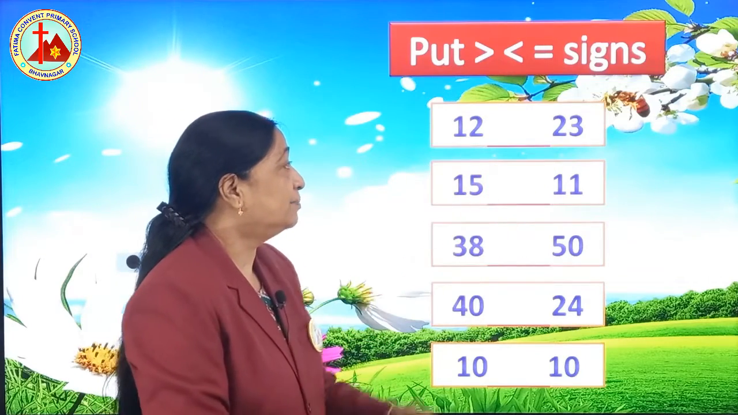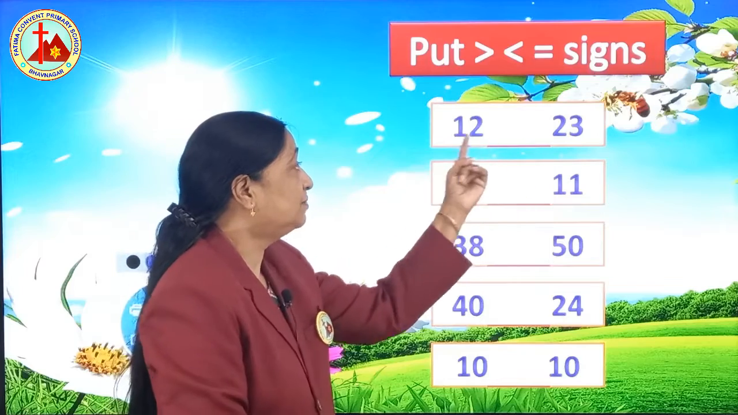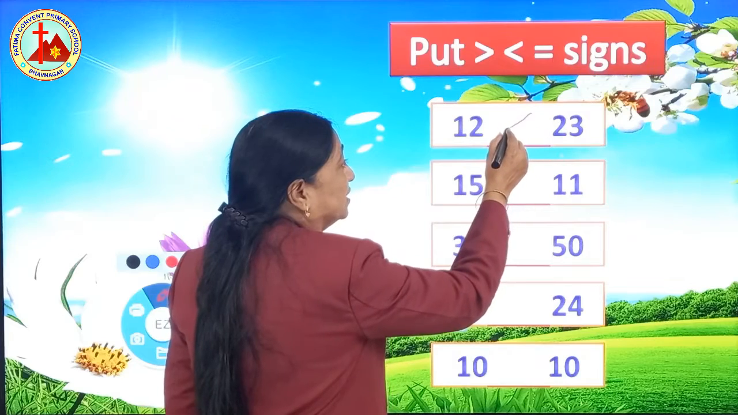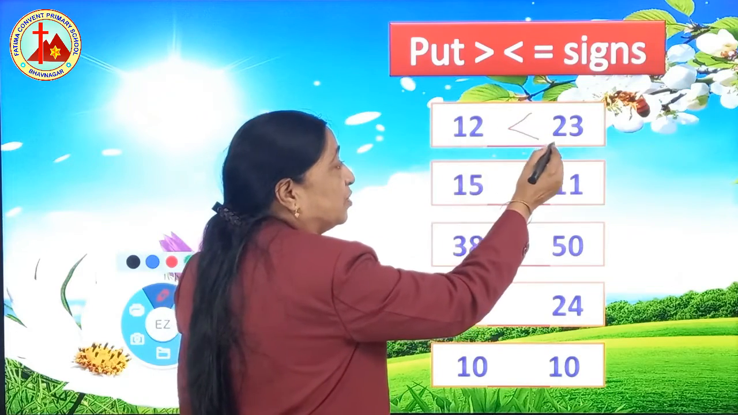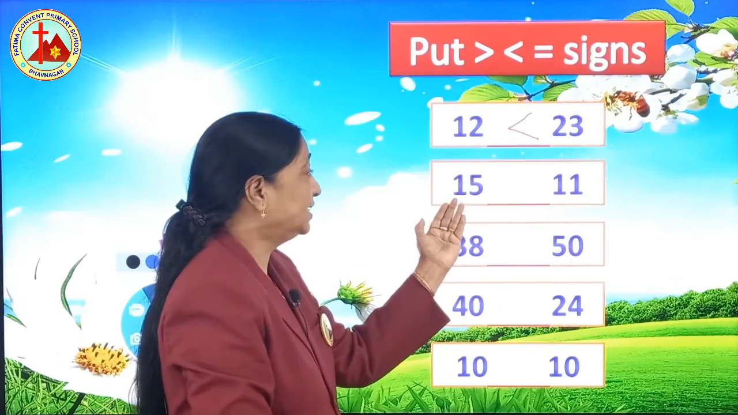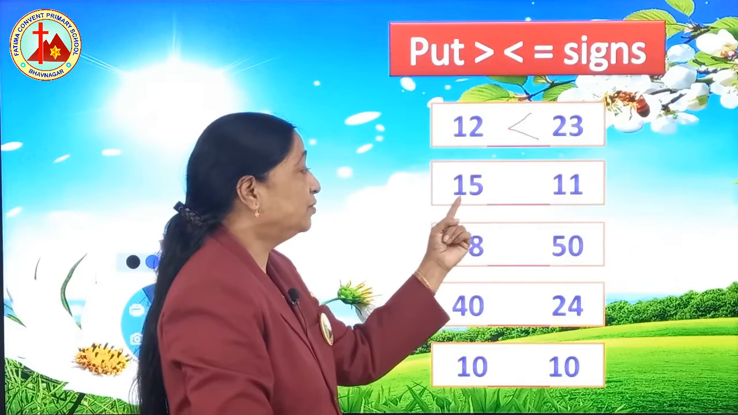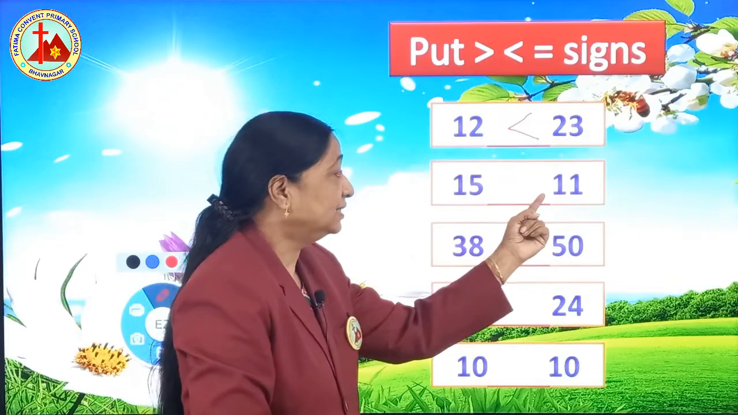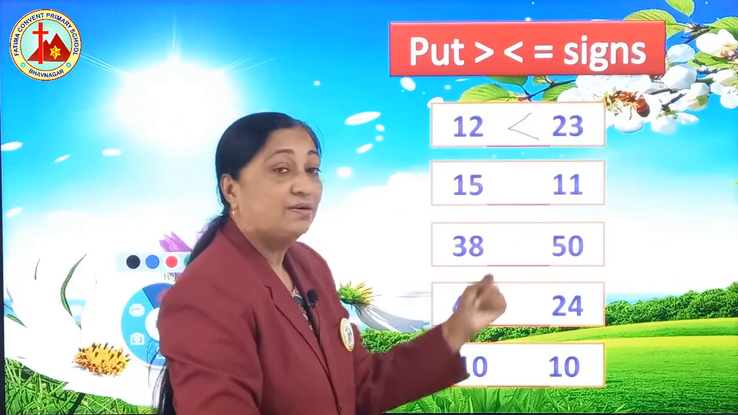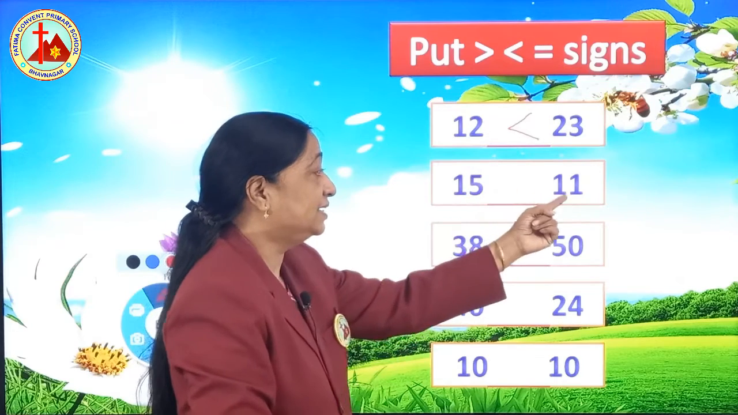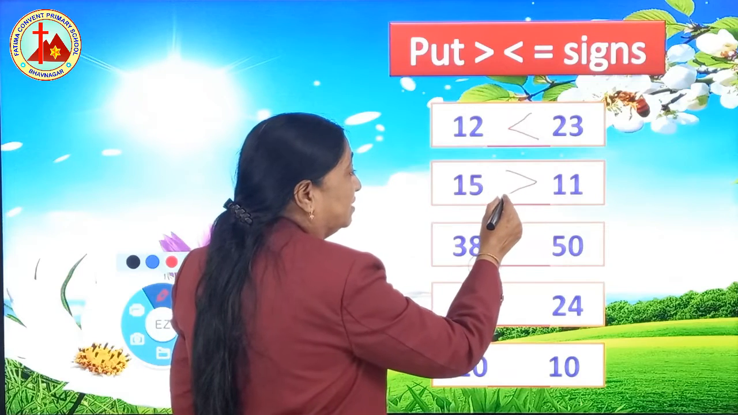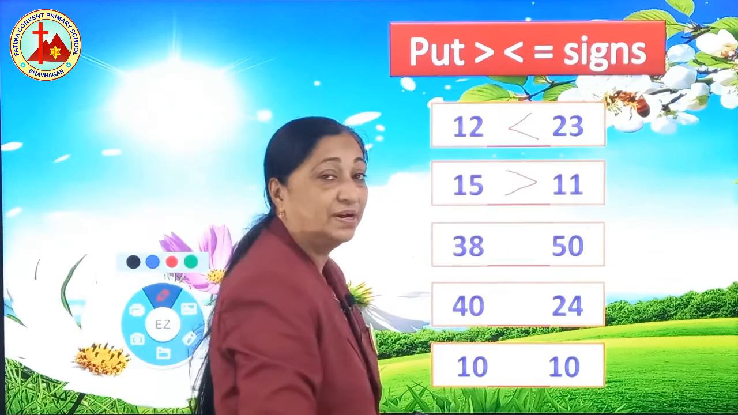So let's continue with more numbers. Number 12 and number 23. You have to see the first number, 1 and 2. So 1 is smaller. So the closed mouth will be towards the smaller number. So 12 is smaller than 23, or 12 is less than 23. Now the next, 15 and 11. When the first number is similar, 1 and this is also 1, that time you have to see the second number. Now number 5 and number 1. So 5 is greater. So the open mouth sign will be towards the greater number. So 15 is greater than number 11.